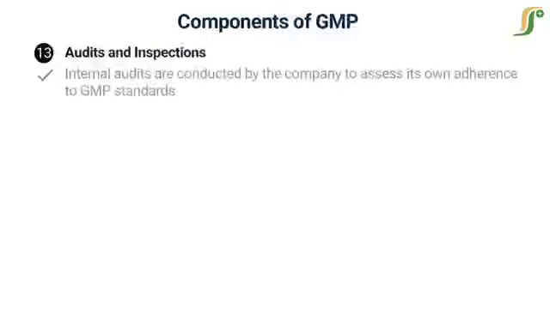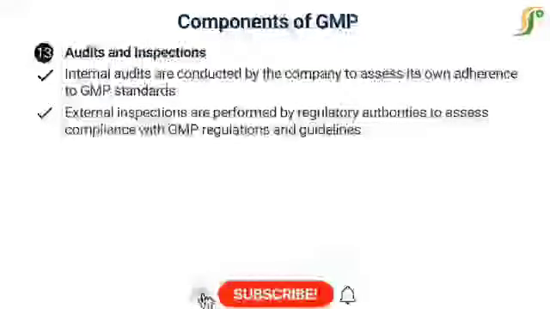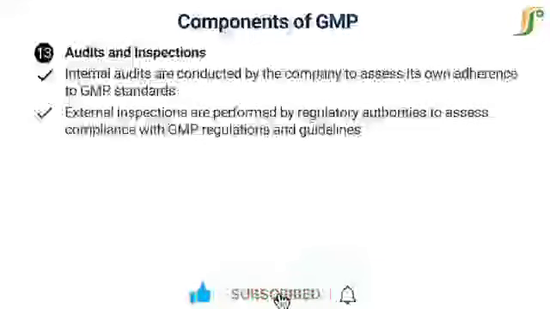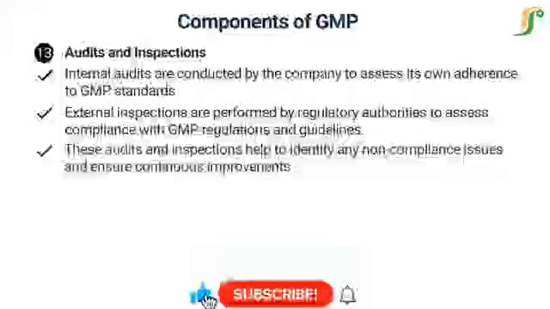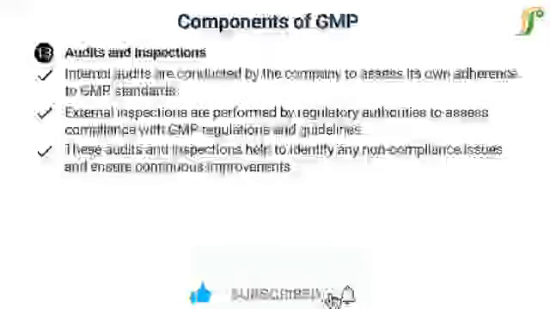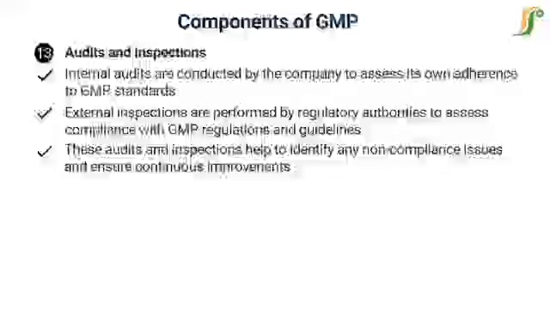The 13th component is audits and inspections. Regular audits and inspections play a significant role in ensuring GMP compliance. Internal audits are conducted by the company to assess its own adherence to GMP standards, identify areas for improvement, and implement corrective actions. External inspections are performed by regulatory authorities to assess compliance with GMP regulations and guidelines. These audits and inspections help to identify any non-compliance issues and ensure continuous improvement of the manufacturing processes.